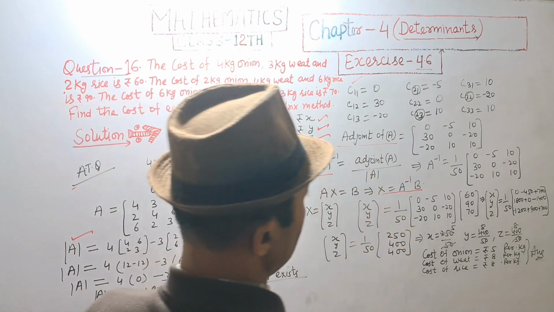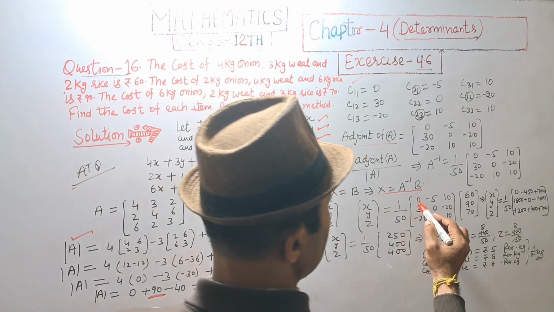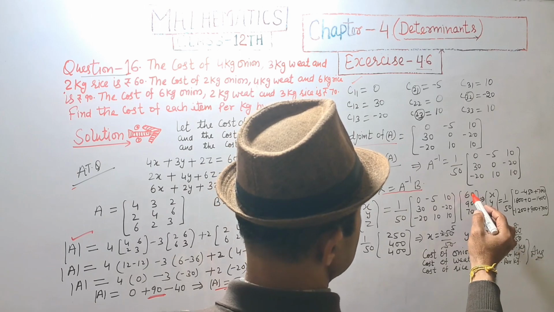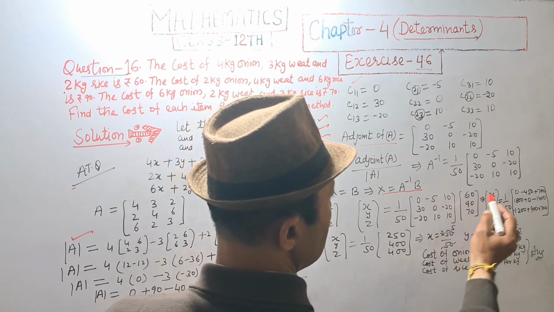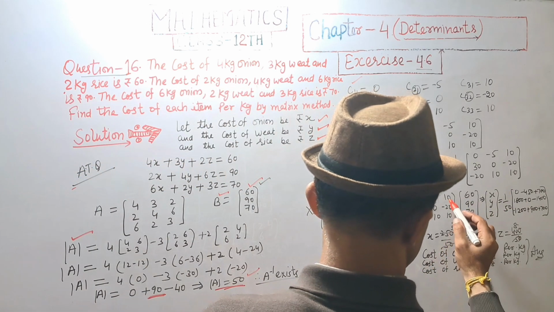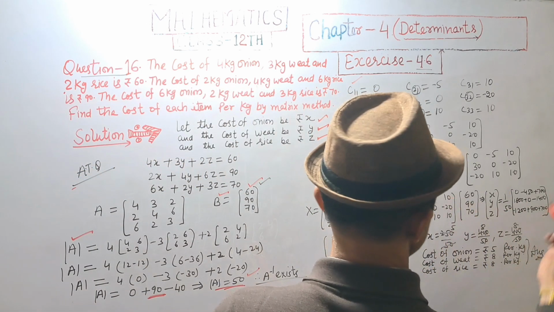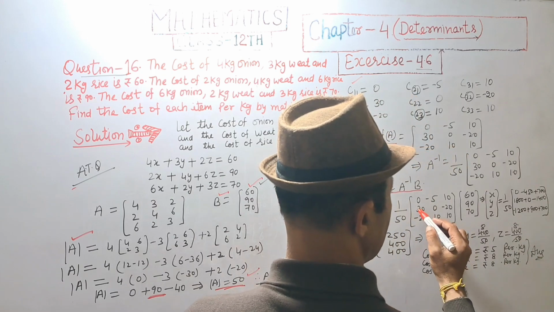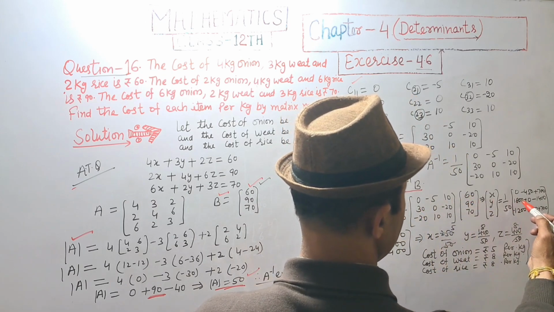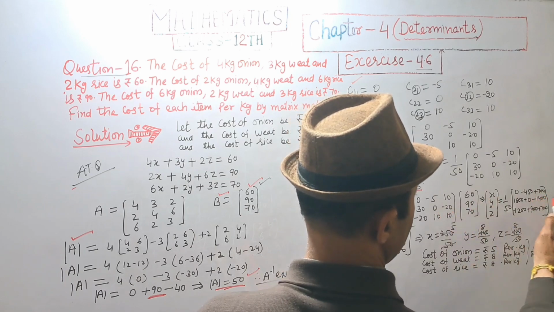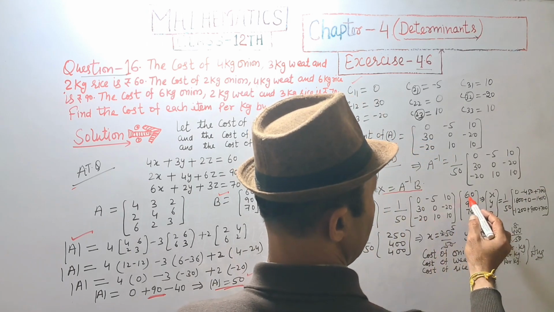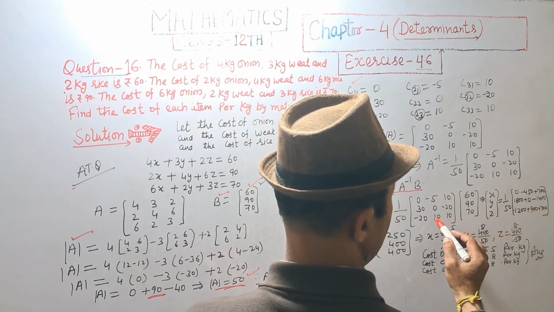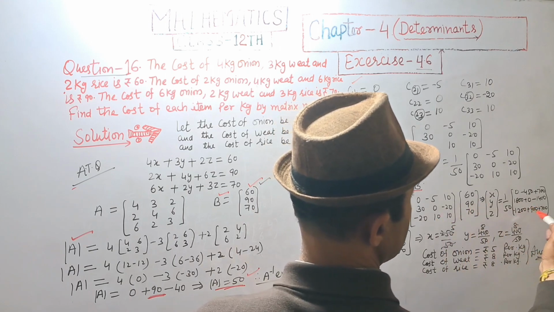70 in column direction. So we are multiplying 0 into 60, that will be 0, and minus 5 into 90, that is minus 450. 10 into 70 is equal to 700, and 30 multiplied by 60 is equal to 1800. 0 multiplied by something will be 0. 20 multiplied by 70 is 1400, and minus 20 multiplied by 60 is minus 1200. 10 multiplied by 90 is 900.